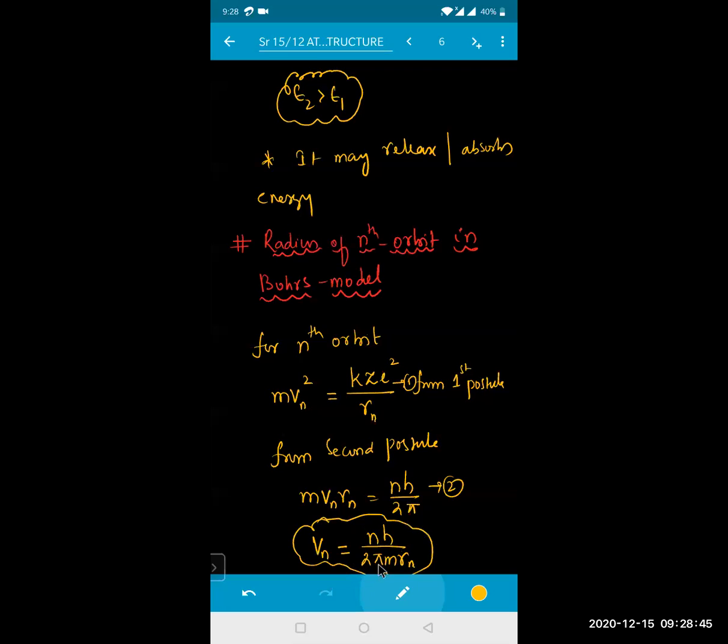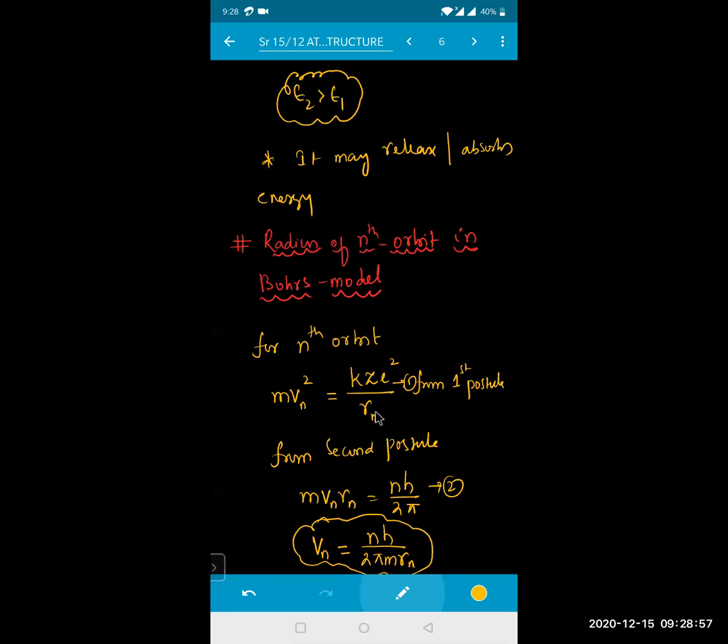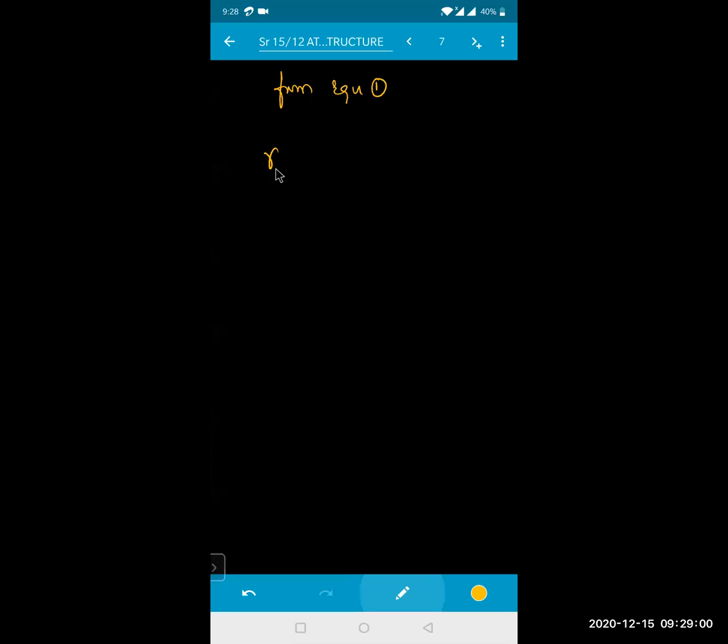Now substitute this velocity of the nth orbit in the first equation. So from the first postulate, or from equation number 1, you bring me the radius of the nth orbit. So the radius of the nth orbit, where does it go? The radius of the nth orbit is equal to k into z into e square divided by m into v into n square. You know already the value of Rn, substitute that one. Rn is equal to k into z into e square divided by m into the velocity of the nth orbit, which is n into h divided by 2 pi into m into Rn, and this whole square.